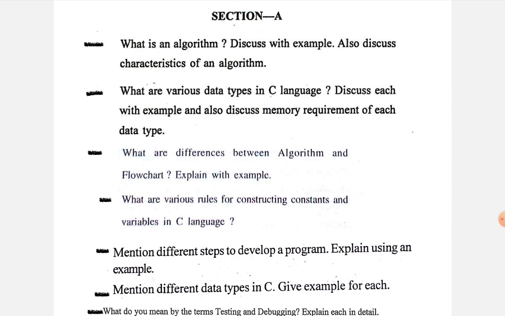Section A will have 2 questions and there will be a choice. You have to attempt one of them and it will carry 6 marks.